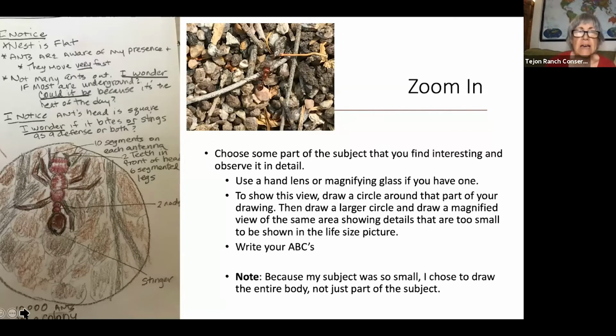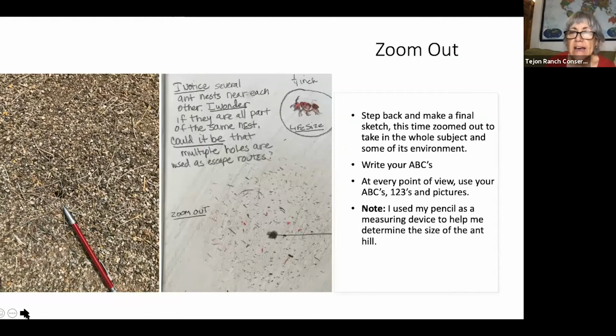Then you'll notice that in my magnification, I actually made it more of a diagram. So I did a lot of labels, and I added my I notice and I wonder. And I also added could it be's to my wonder. So not only what are your questions, but do you have any hypotheses about what it could be? Once you've done that zoom in, now you're going to zoom out.